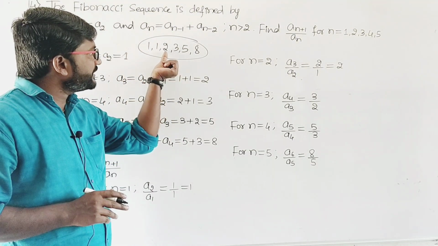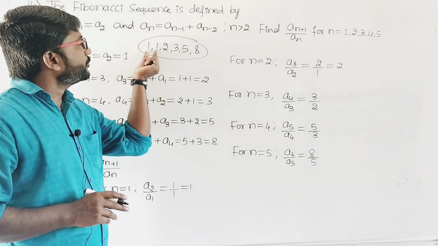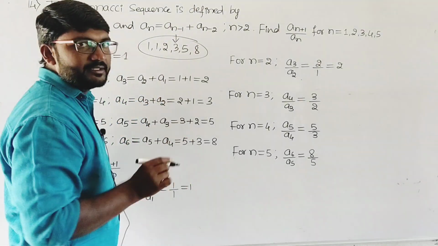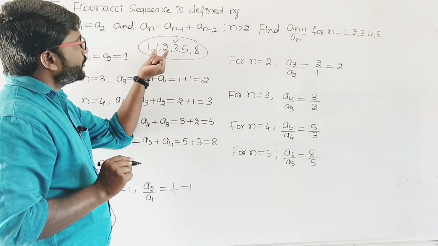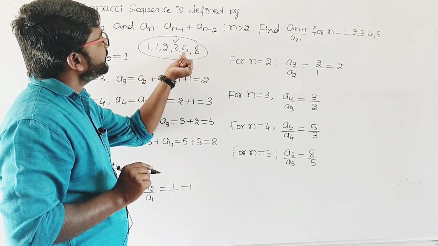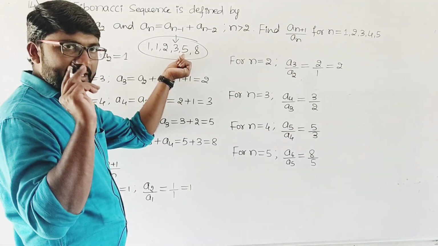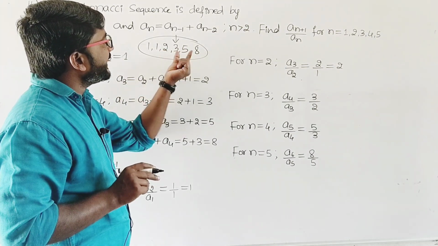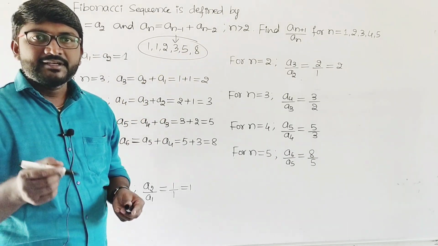See here, 2 is obtained by adding these two numbers. 1 plus 1 it is 2. And then now observe this 3. How do you get 3? So 3 is obtained by adding the previous two terms. 1 plus 2 it is 3. Is that clear? Then how do you get 5 here? 2 plus 3 it is 5. To get 5 we are adding previous two terms, and then to get 8 we are adding the previous two terms. So that is the meaning of Fibonacci sequence.